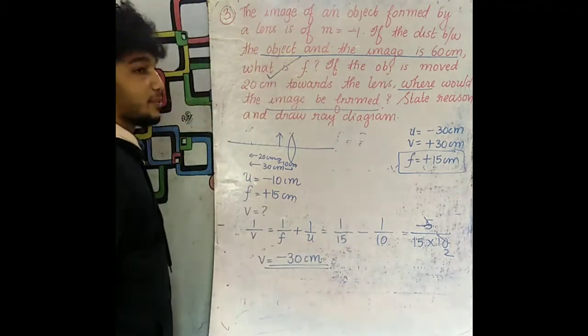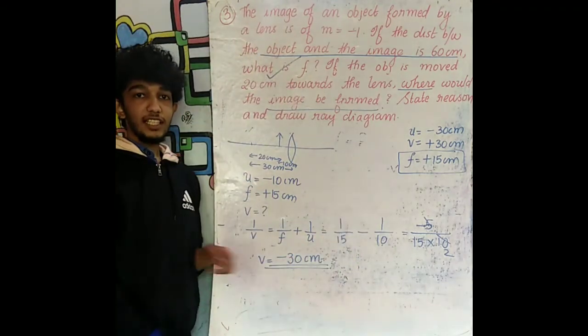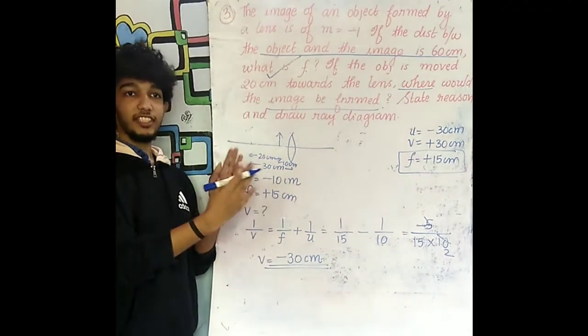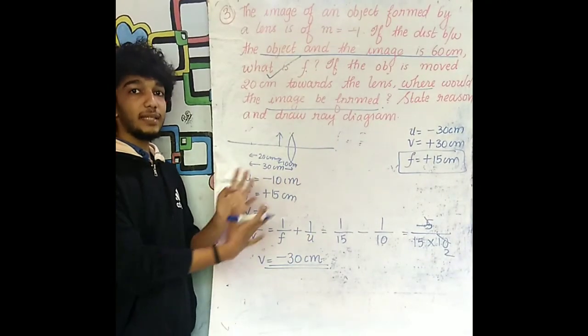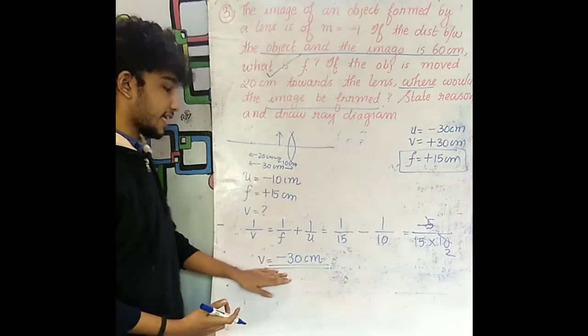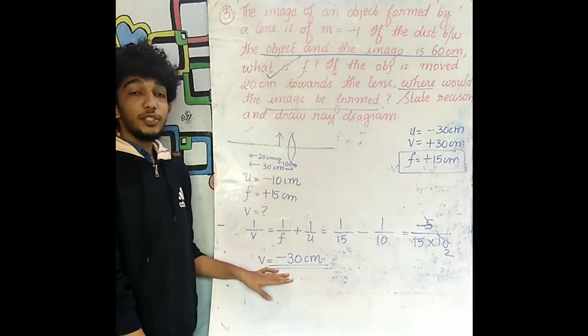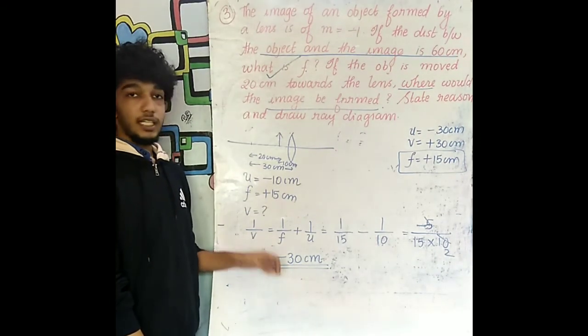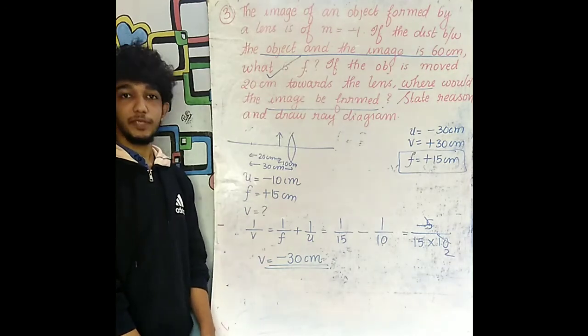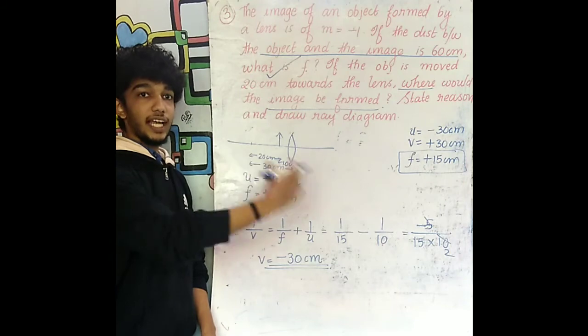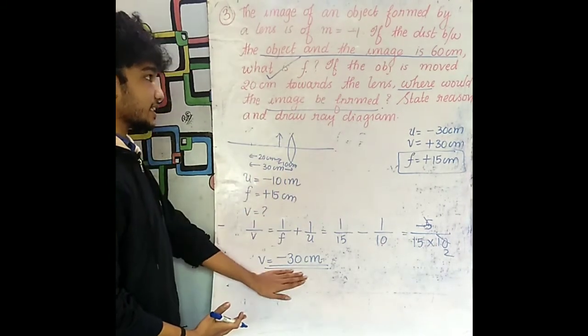Minus 30 centimeter means what? The image is located on the left side. That means on the same side of the lens as the object. In which condition do we obtain this kind of an image? In the sixth special case, the exceptional case. That is, the object will be placed between F1 and O. In such a case, we are getting this image.